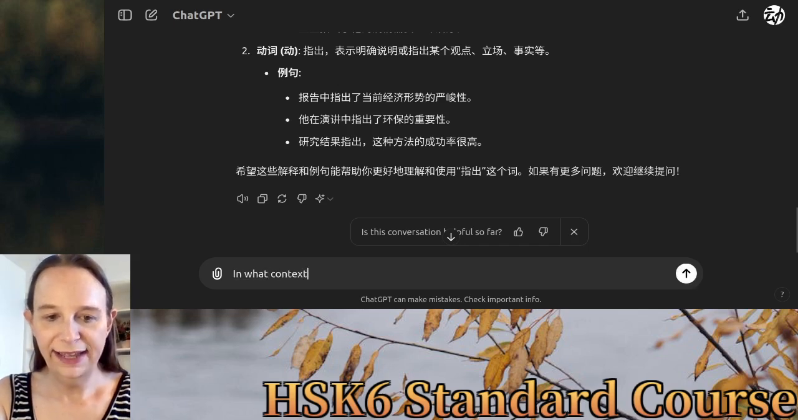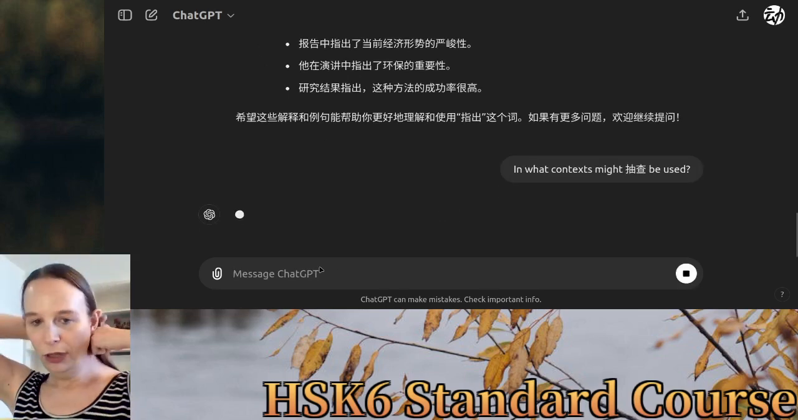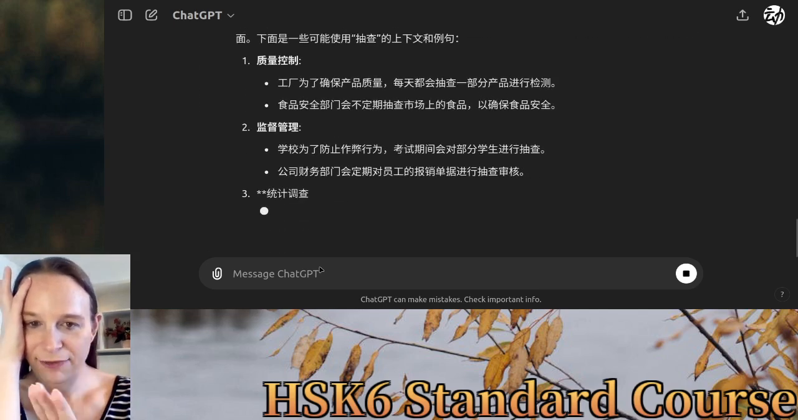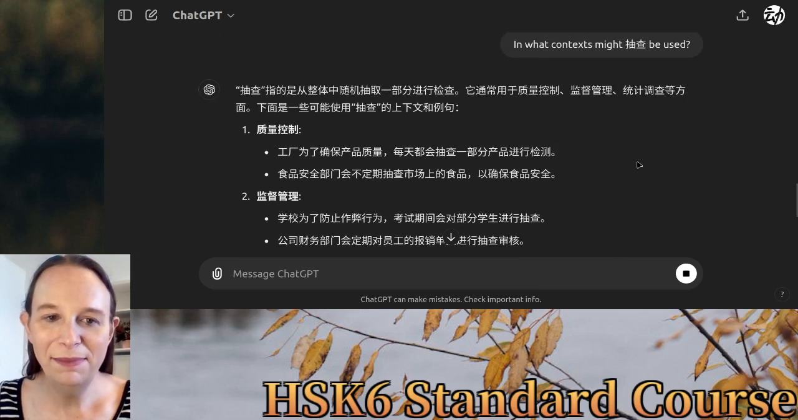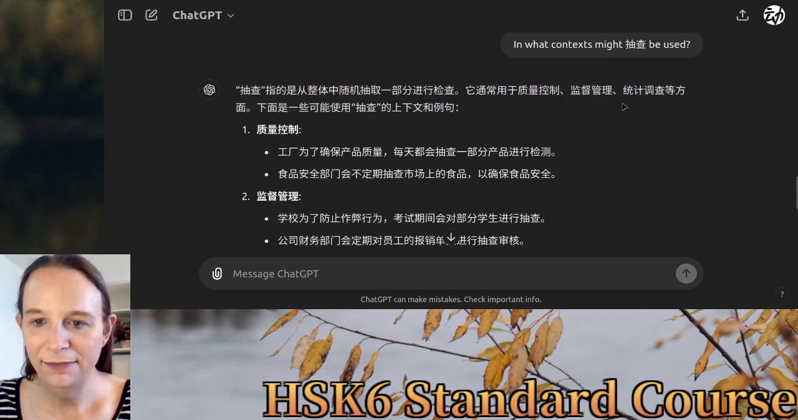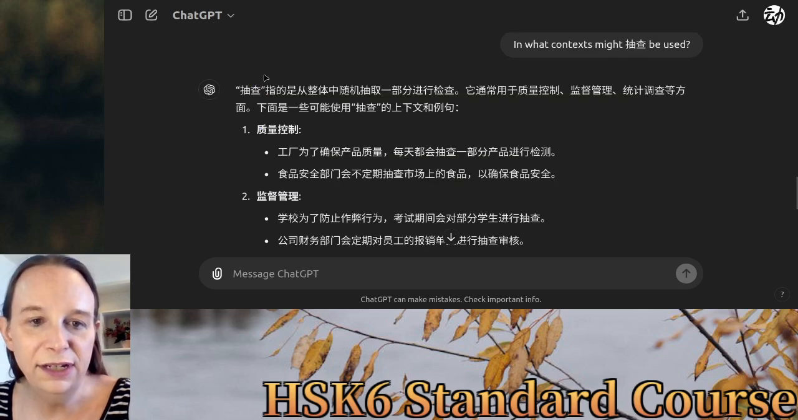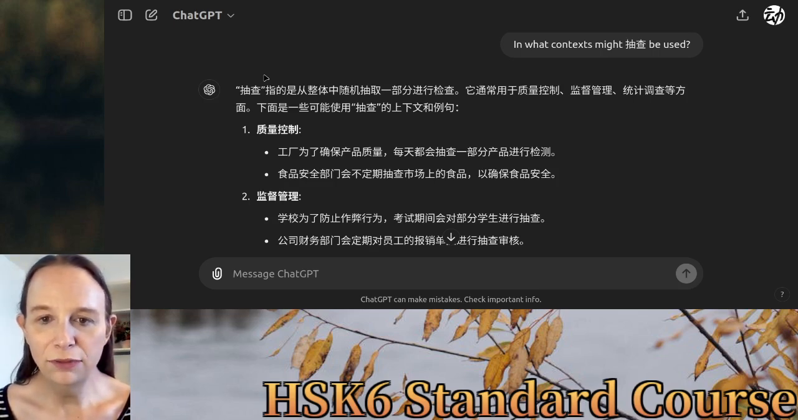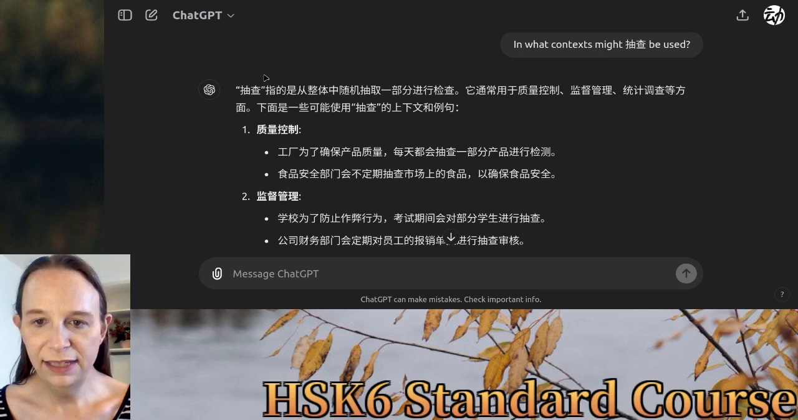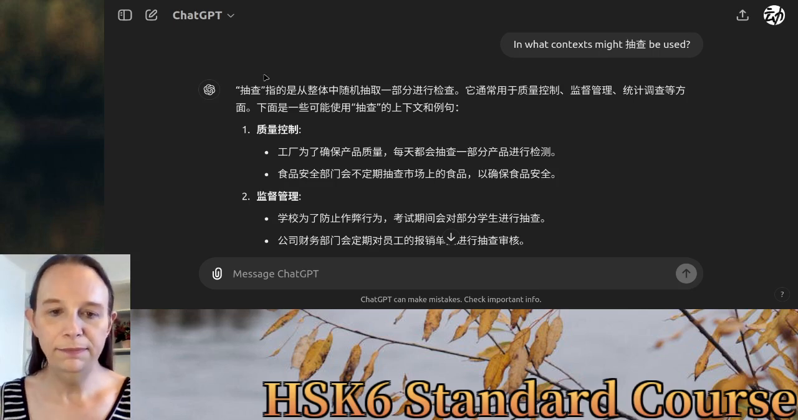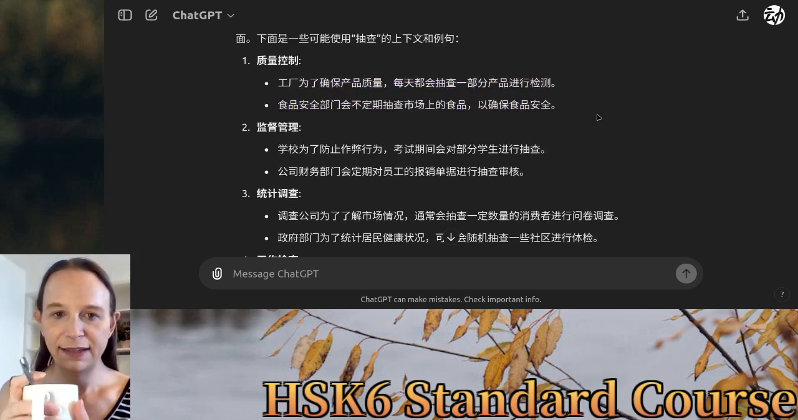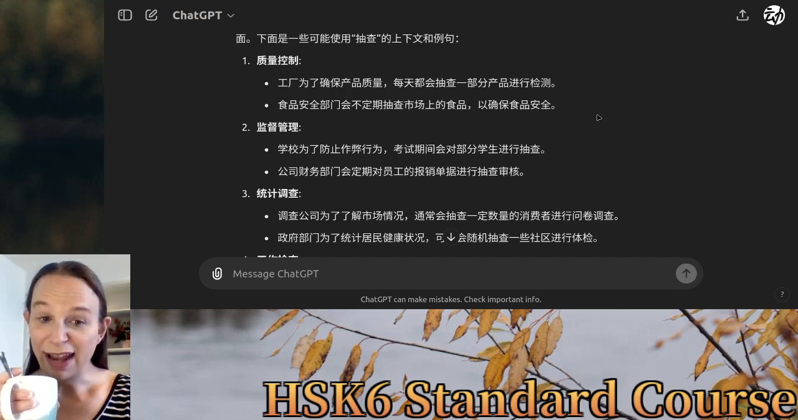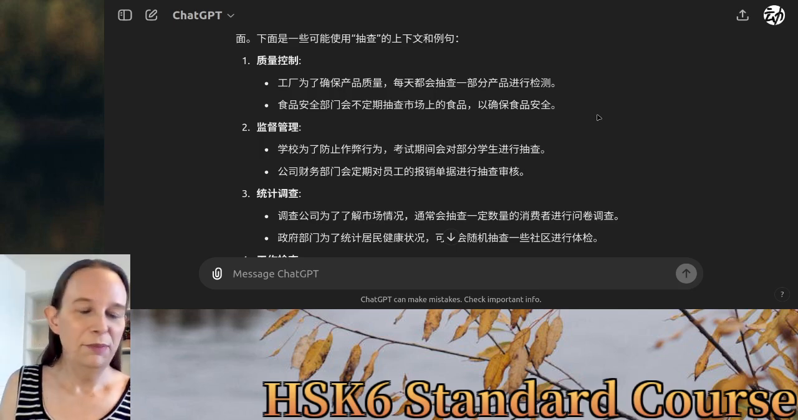In what contexts might it be used? 抽查, 抽. But it emphasizes you're not testing everything, you're testing part of it. Maybe randomly, or maybe because there's extra suspicion for some reason. 抽查指的是从整体中随机抽取一部分进行检查，它通常用于质量控制、监督管理、统计调查等方面。下面是一些可能适用抽查的上下文的例句。All right, so ChatGPT mentioned random, so it's like random on-the-spot checks, presumably so you can't cover up all the evidence quickly.